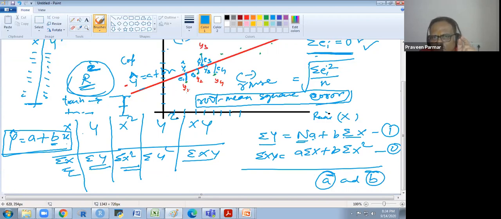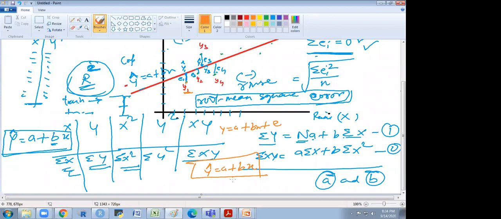And if you want the actual Yi, then what you have to do? You have to write it this way: Y is equal to A plus bx plus E. Then you adjust that error, and then you could get the actual Y. Otherwise, the equation is Y cap is equal to A plus bx. Does that make sense to you?